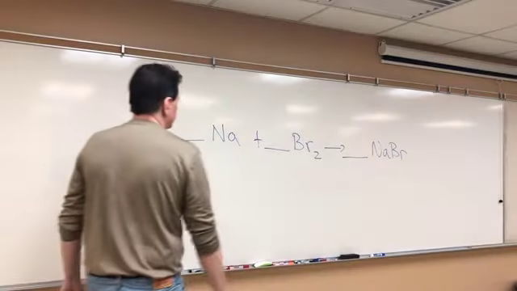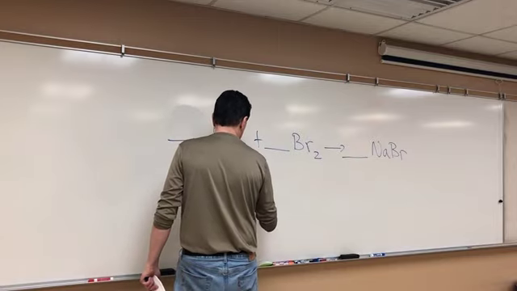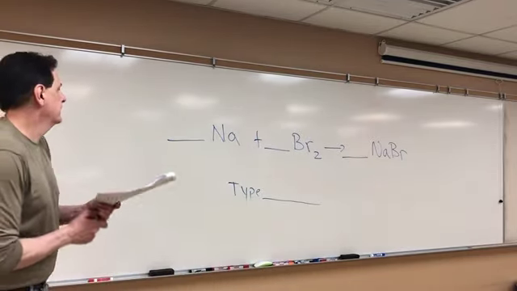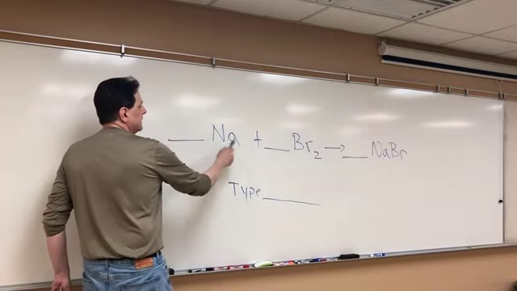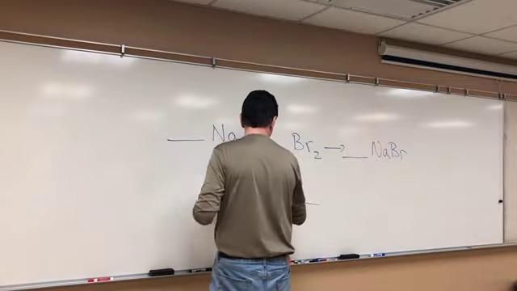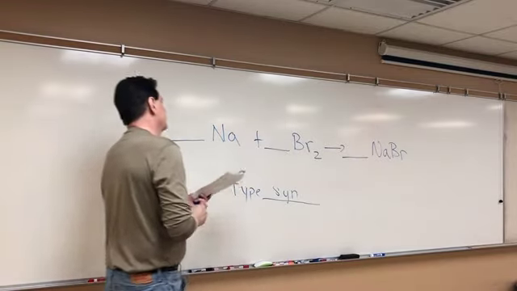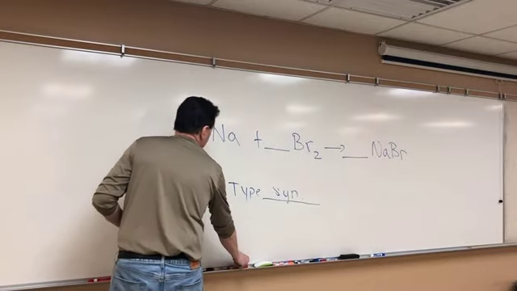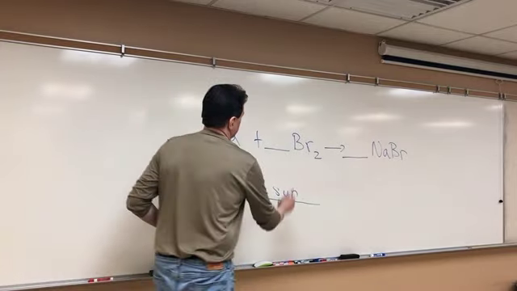First up, let's type it. And again, typing was done in that first video about the PowerPoint. A plus B makes AB. That is a synthesis reaction. That's half the battle right there. To balance this thing out, we have to start somewhere. I'm going to start with bromine.